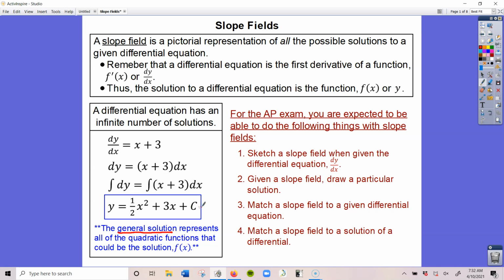A slope field is going to be the graph of this general solution. And then what we could do is sketch the particular solution if we know the initial condition, which is what we're going to go through in a moment.